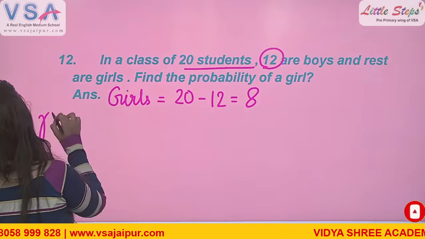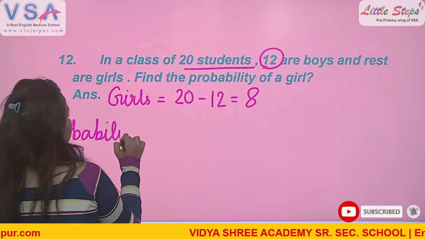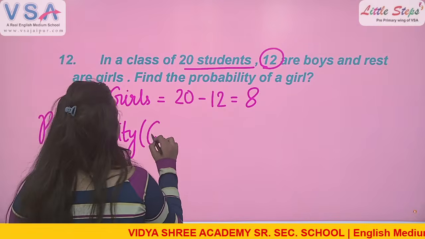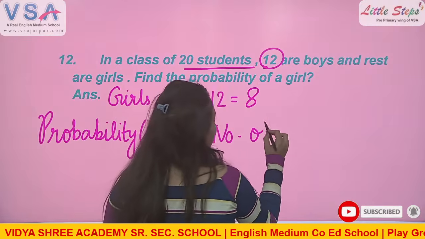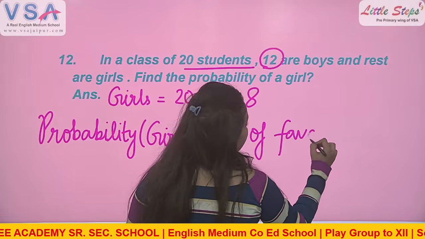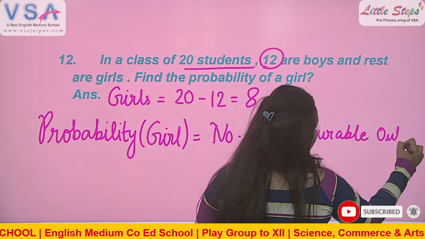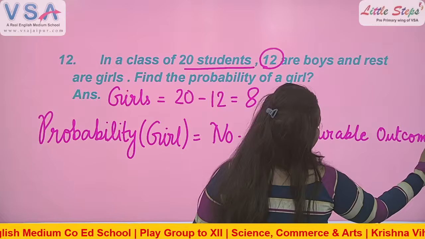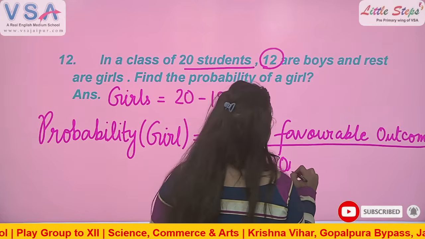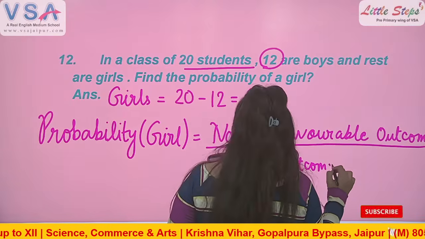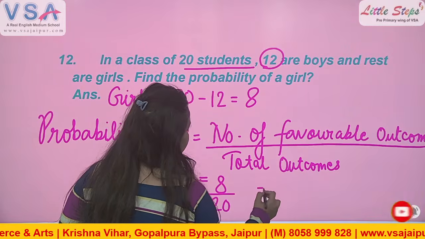We need to find out the probability of girls. What is the formula of probability? हमें निकालनी probability. Probability का formula एक ही होता है: number of favorable outcomes upon total outcomes. So as we all see, girls कितनी थी हमारे पास? We have 8 girls upon total. What is the total number we have? 20.